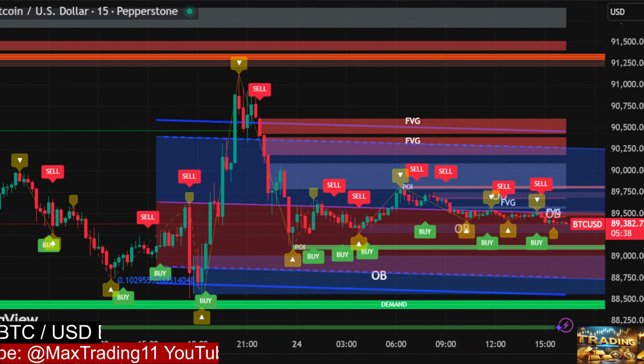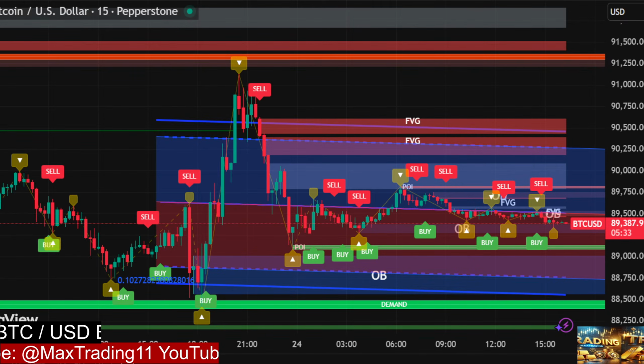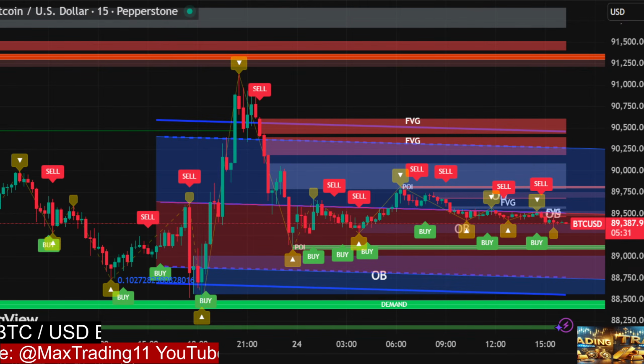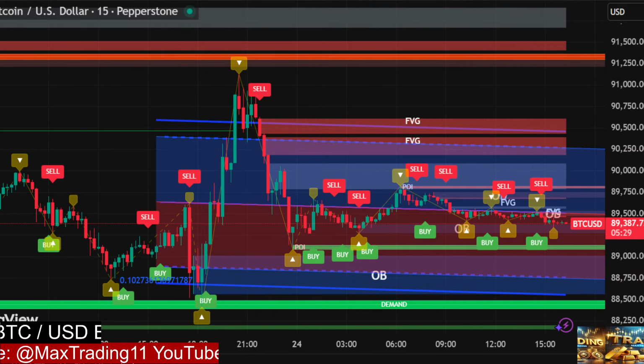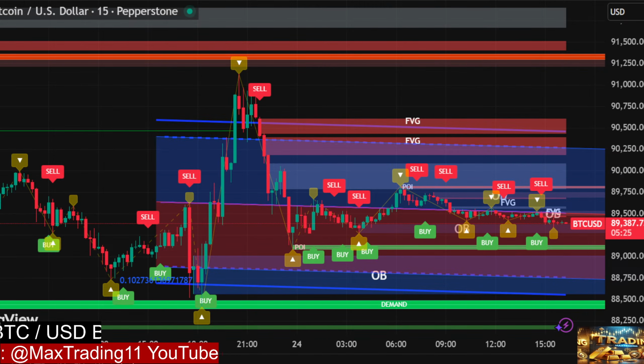For those new to the channel, our strategy is built on the concept of confluence. We don't rely on a single signal. We wait for the channel, the zigzag structure, and our buy/sell markers to align, giving us a powerful confirmation before considering any entry.